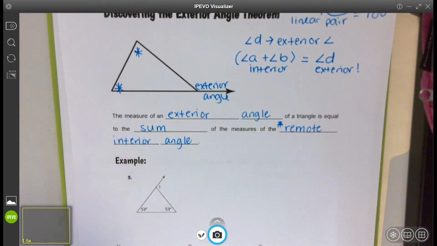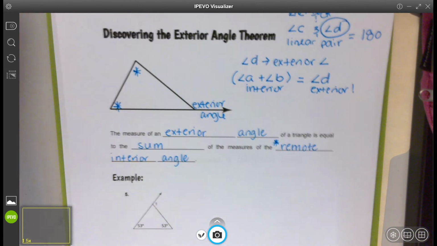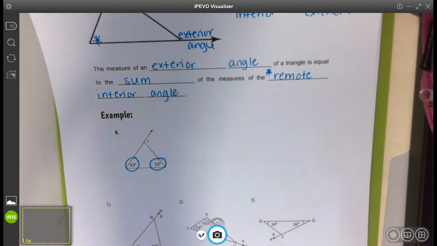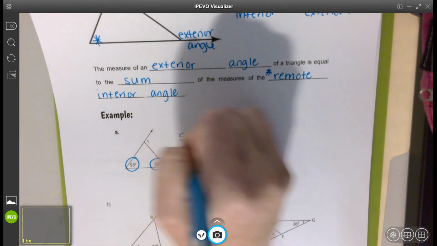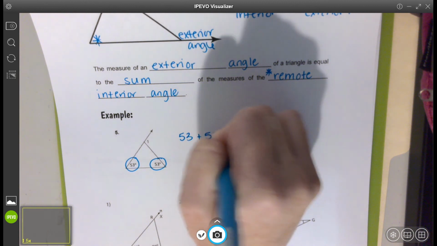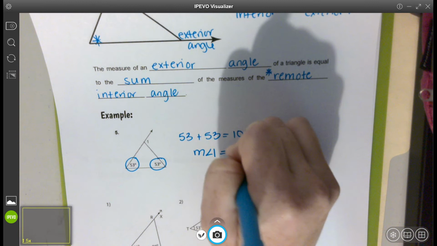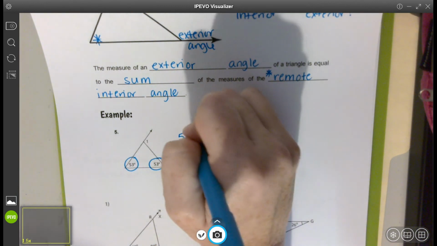So in example 1, they want me to find the measure of angle 1. So the measure of angle 1, what I can do is I can add up these two angles. So 53 plus 53 equals 106. So the measure of angle 1 equals 106 degrees. Now we could have done this the long way as well. So that was the remote.